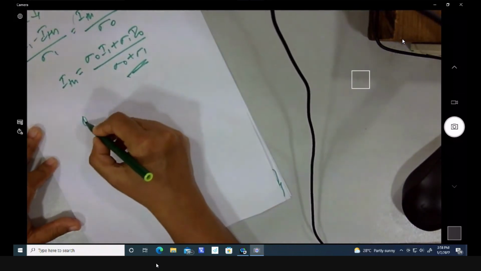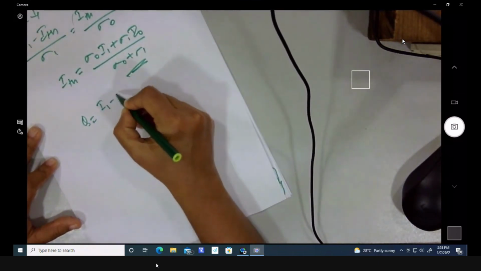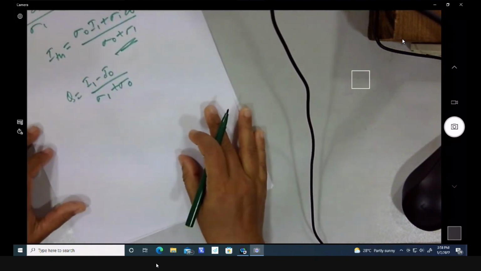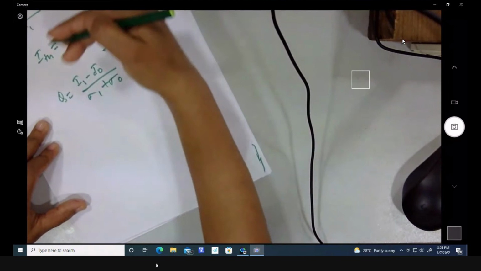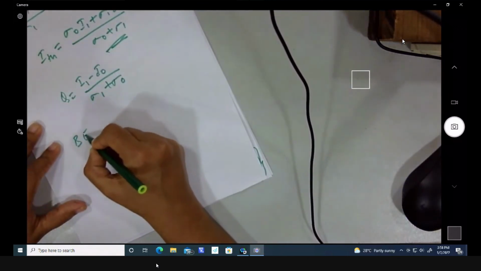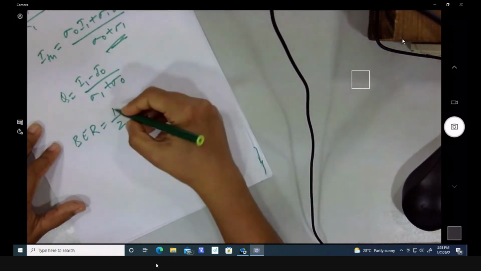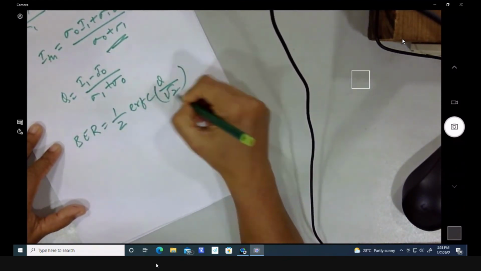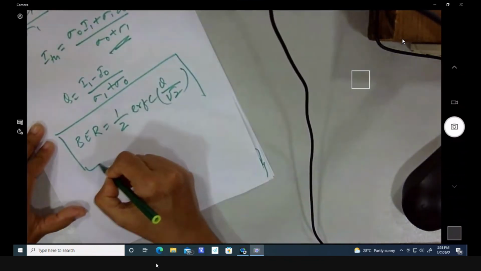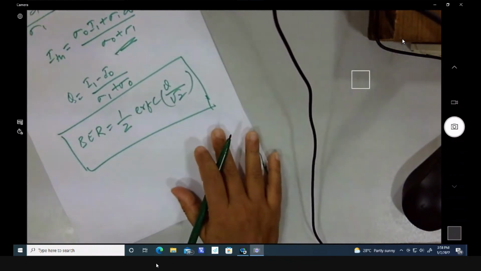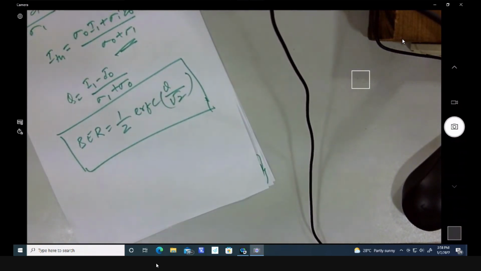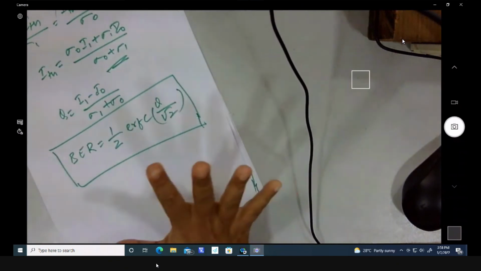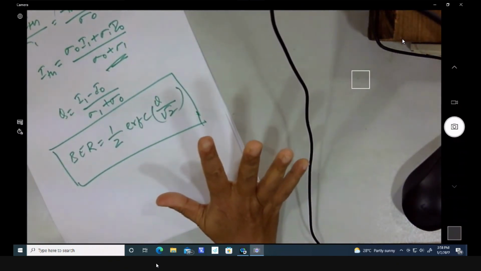And we represent it in terms of the parameter Q, which is I1 minus I naught divided by sigma 1 plus sigma naught. So finally, if we substitute all these values, the bit error rate will be equal to 1 by 2 complementary error function of Q divided by root 2. This is the final expression and this is very, very important. This derivation is very important. Got it? So this is the way of calculating bit error rate.